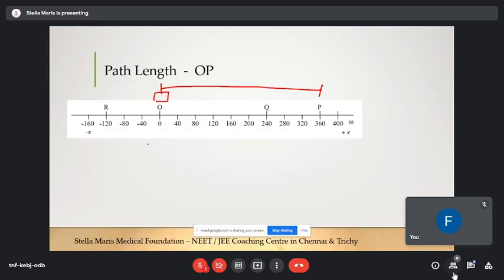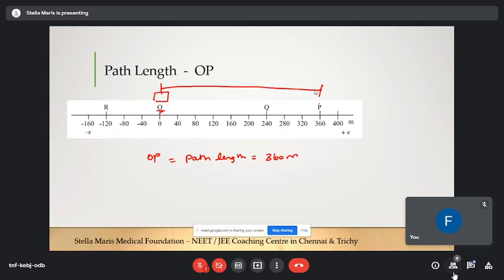Now the second thing is OP plus PQ. The car was here. From there it went from O to P, and from there it went from P to Q. So what is the path length? That is the total distance traveled. Path length is equal to OP plus PQ. What is OP? 360, sir. Yes, 360 meters.